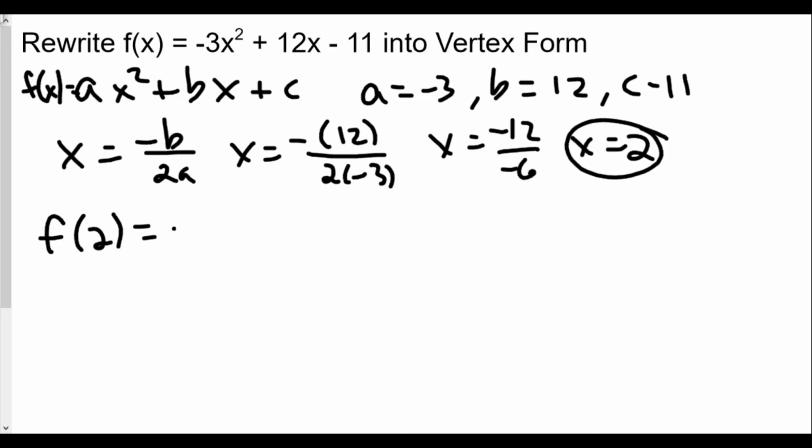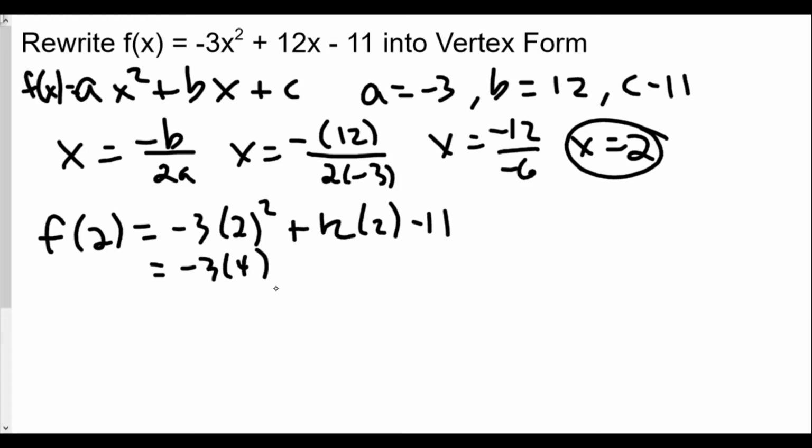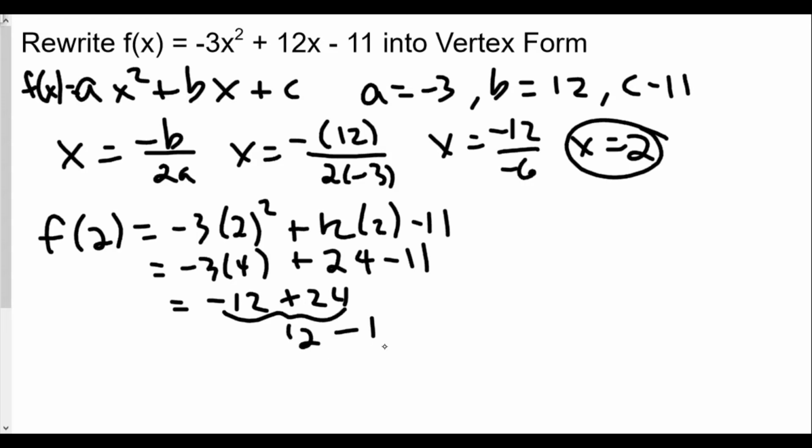f of 2 equals negative 3 times 2 squared plus 12 times 2 minus 11. And so we'll get, in this case, negative 3 times 4 plus 24, because 12 times 2 is 24, minus 11. And here we can get negative 12 plus 24. That's going to add up to positive 12, minus 11 is 1. So our y value of the vertex is 1.